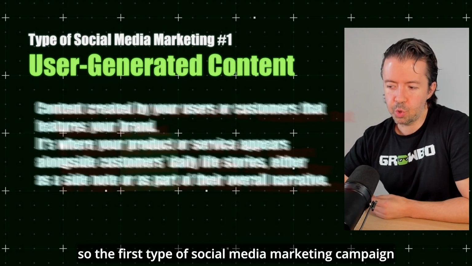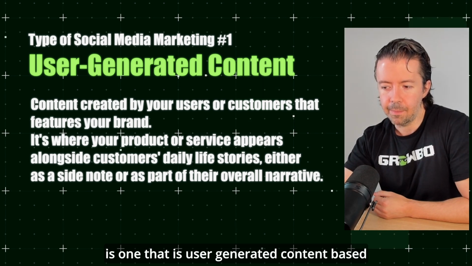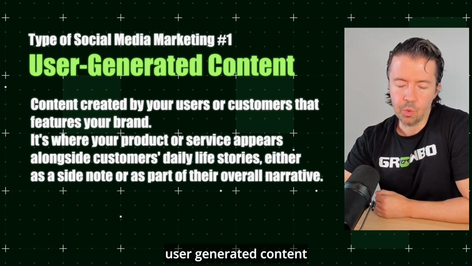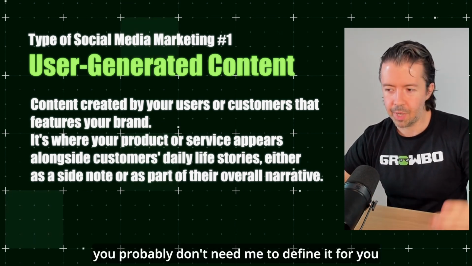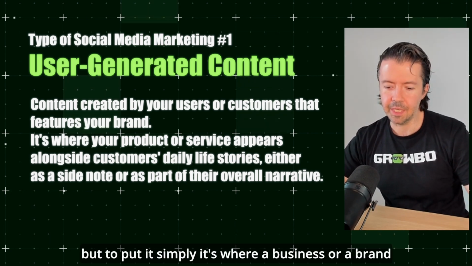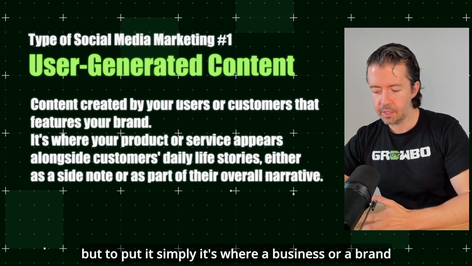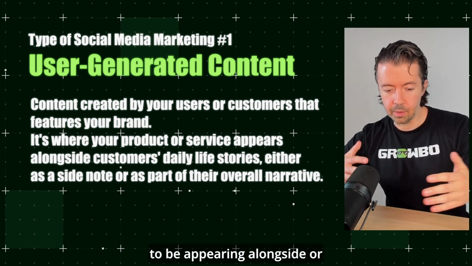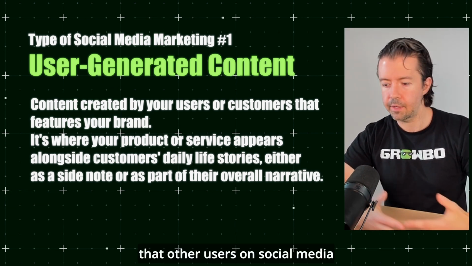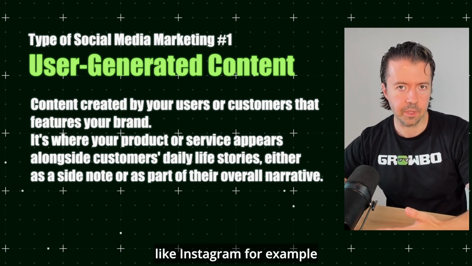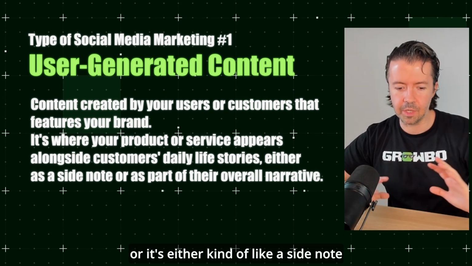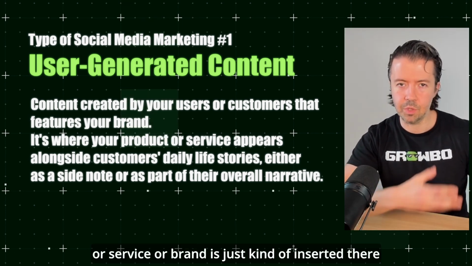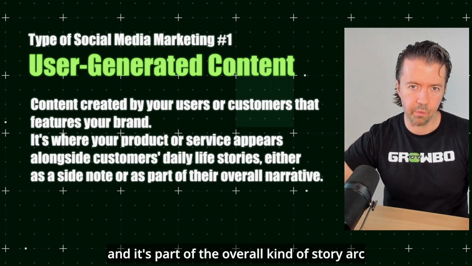So the first type of social media marketing campaign is one that is user-generated content-based, or UGC. User-generated content is exactly what it sounds like. You probably don't need me to define it, but to put it simply, you want your product or service to appear alongside, or be featured in, the content that other users on social media, like Instagram, create as they go about their daily life. They're telling a story, and your product, service, or brand is just inserted there as part of the overall story arc.